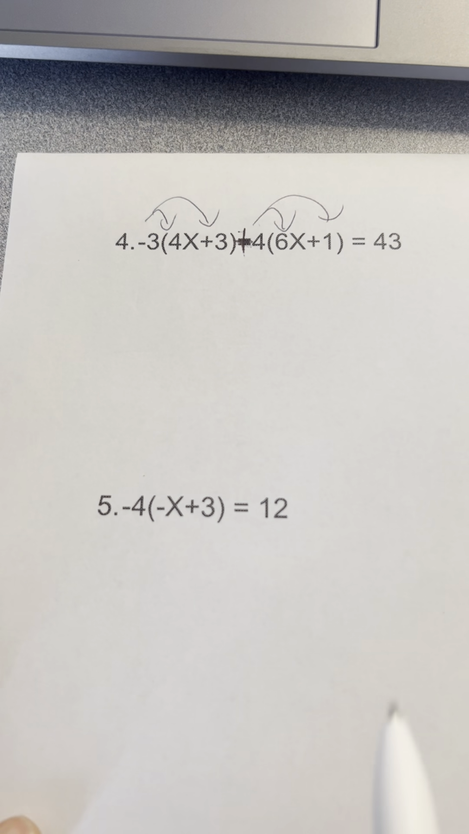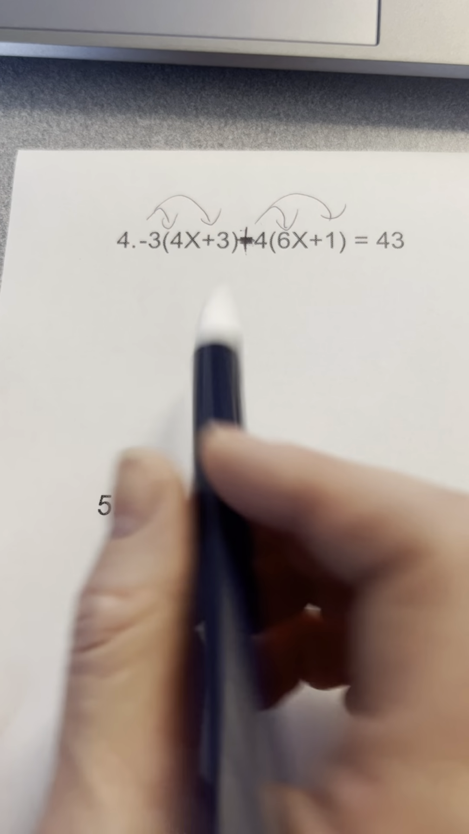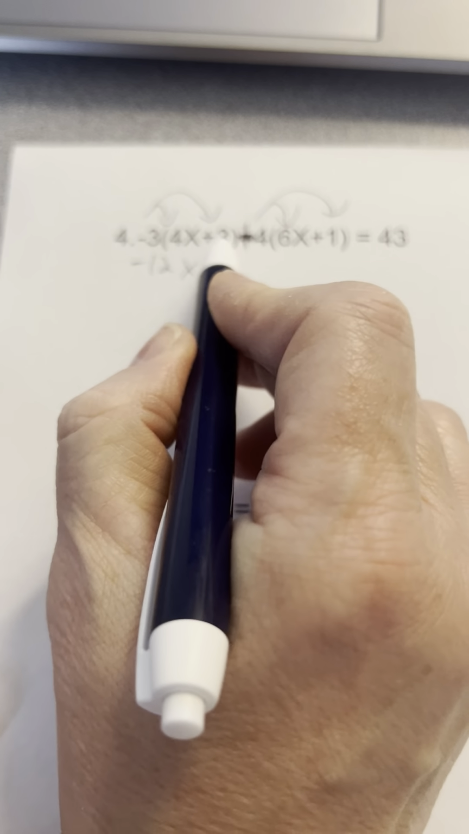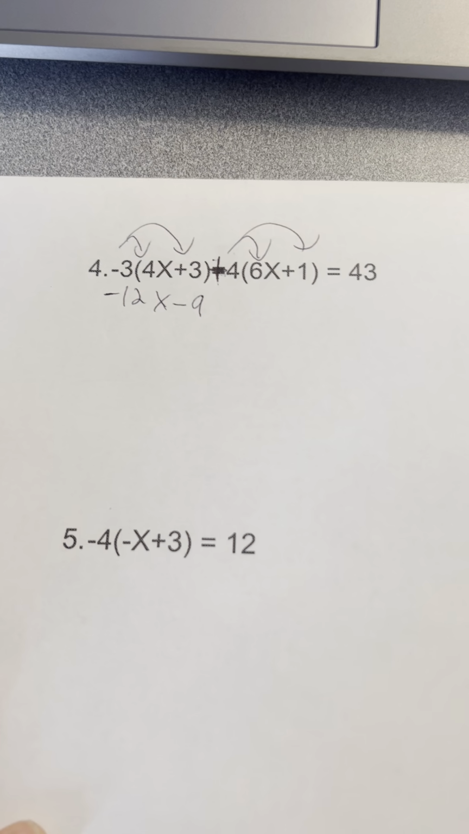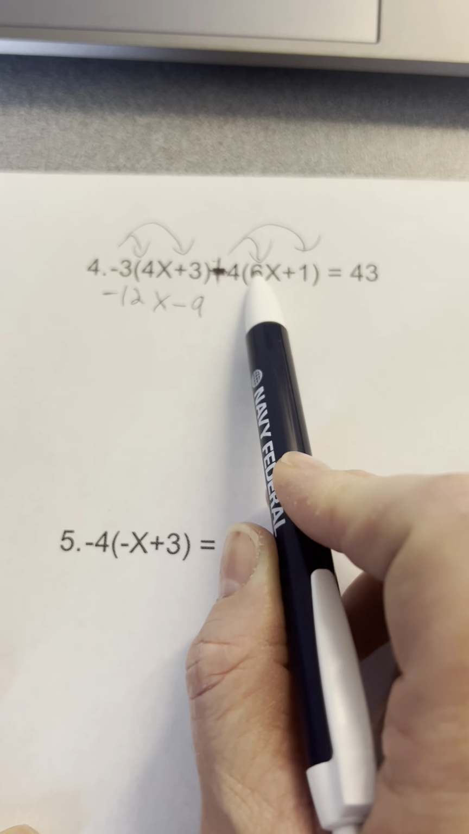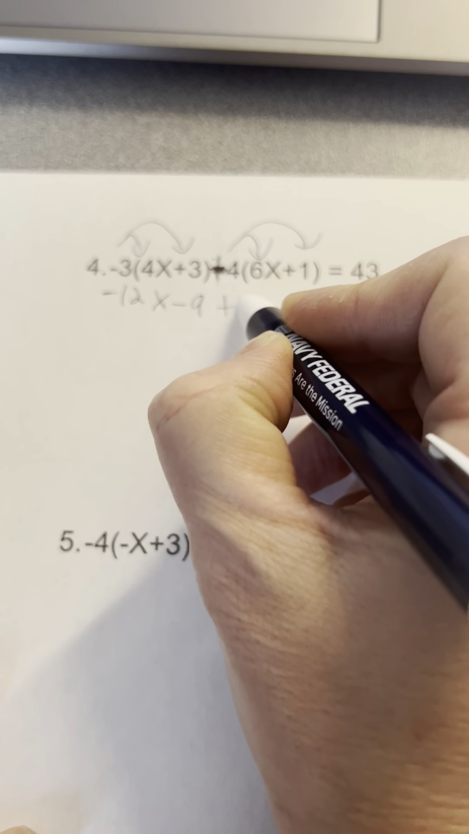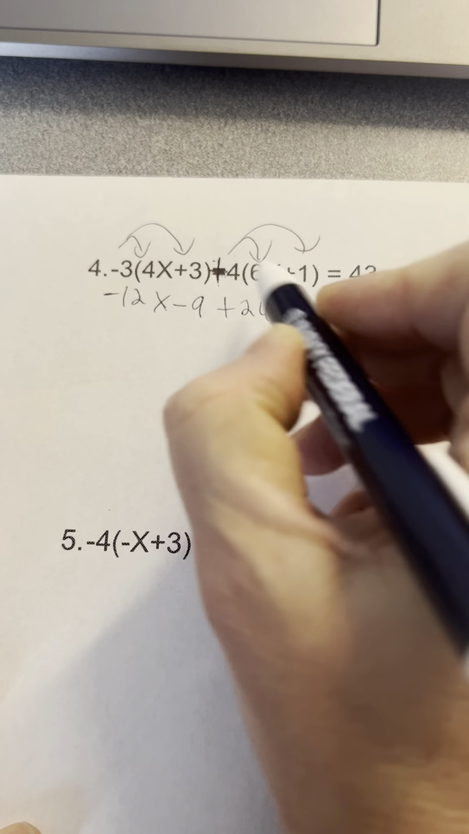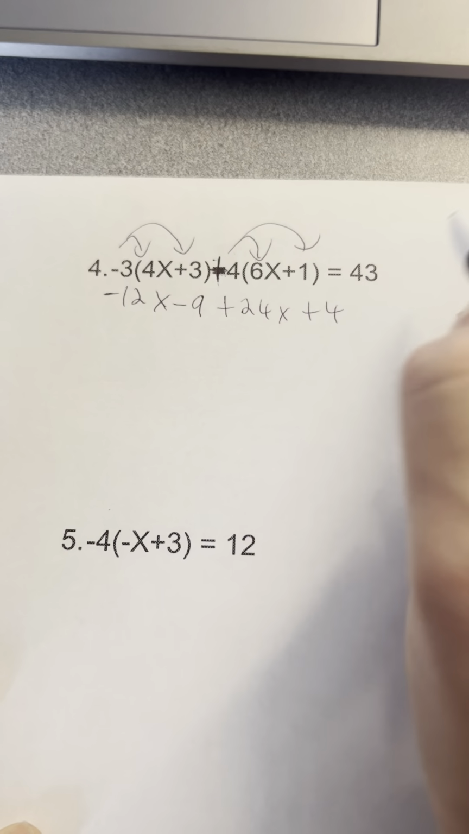Little typo there. Okay, so negative 3 times 4 is going to give us negative 12x. Negative 3 times 3 is negative 9. So we are done with the first parenthesis. Okay, next we'll take care of the next one. Positive 4 times 6 is plus 24x and plus 4. So what you do to the first one, you have to do to the second one.